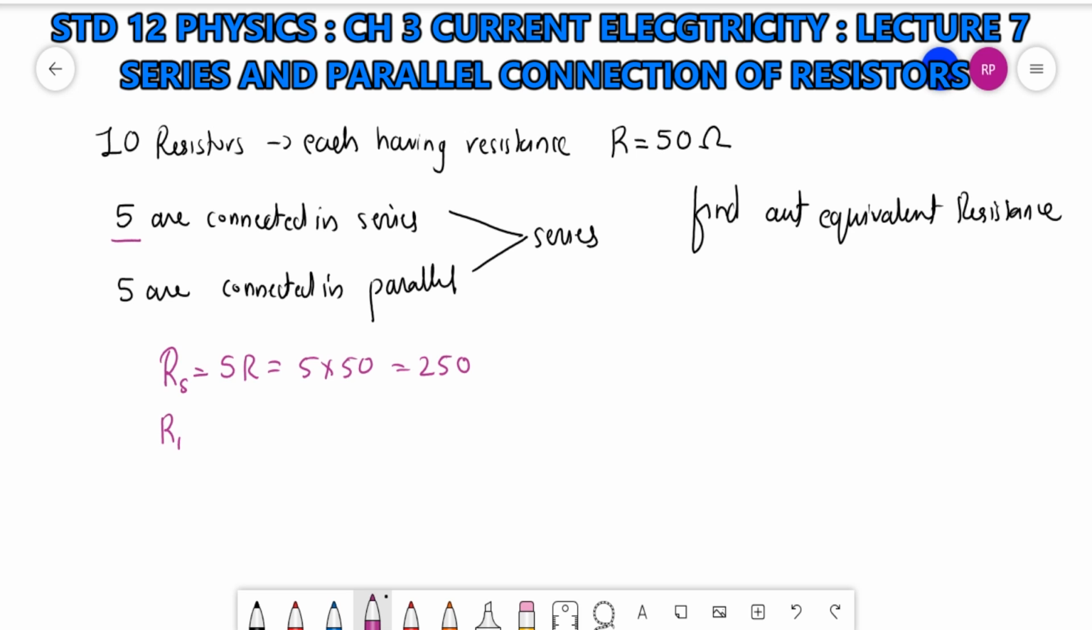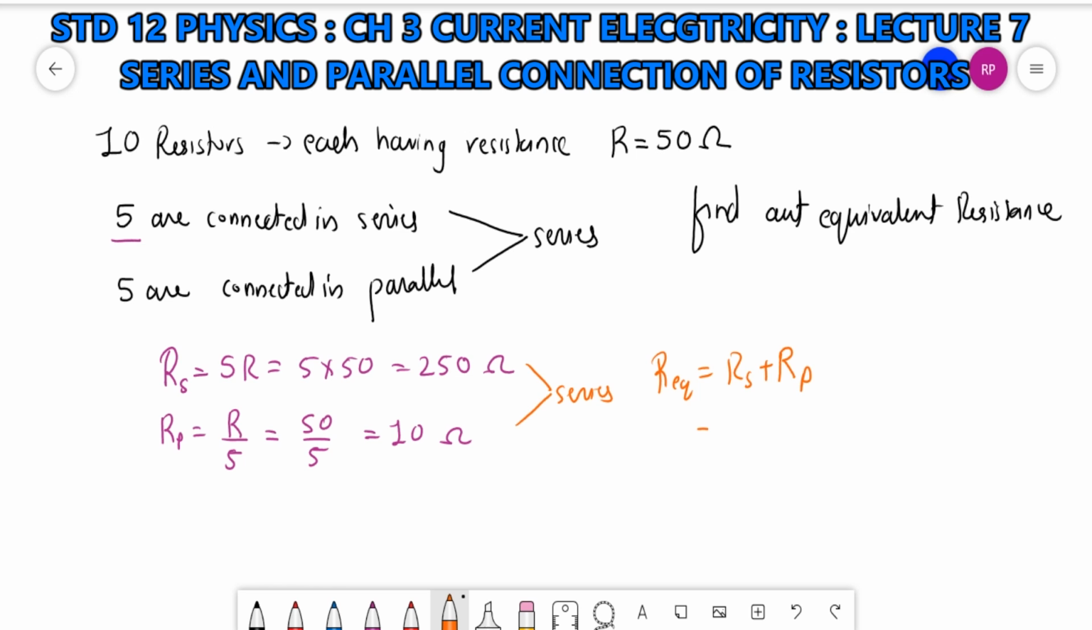For parallel connection, the shortcut is R by N. Here 5 resistors are connected in parallel, so it will be 50 by 5, that will be equal to 10 ohm. Now these both are connected in series, so the equivalent resistance will be equal to Rs plus Rp. So that will be equal to 250 plus 10, that will be equal to 260 ohm. So in this example, we have taken both series connection and parallel connection. Clear? Just note it down.